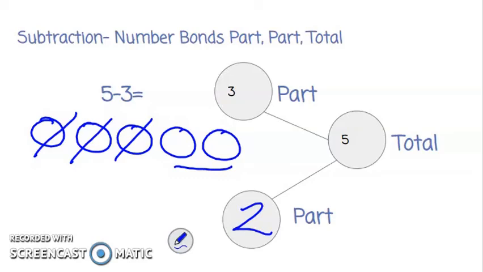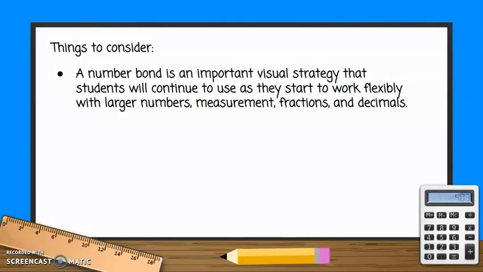Number bonds, used for addition and subtraction, help students to have a visual model to represent their thinking, and help them to gain a deeper understanding of the part-total relationship. Now that you've seen some examples of number bonds, there are a few things we want you to keep in mind. A number bond is an important visual strategy that students will continue to use as they start to work flexibly with larger numbers, measurement, fractions, and decimals.